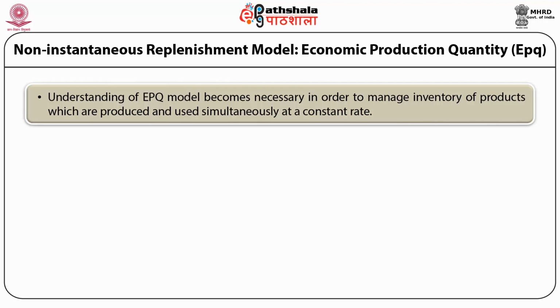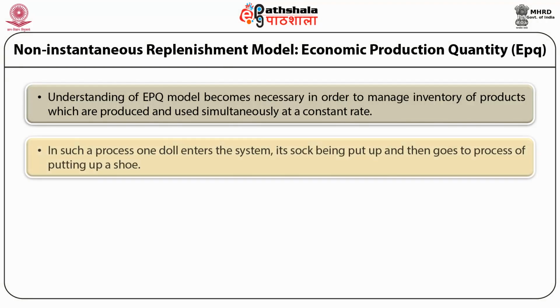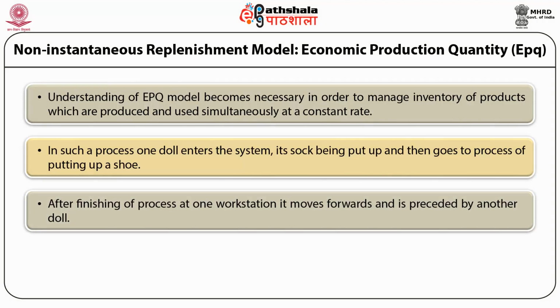a constant rate. For instance, in a continuous production line involving dressing of a doll, two processes of putting up a sock and the shoe are done in a sequence. In such a process, one doll enters the system, its sock is put up and then it goes to the process of putting up a shoe. At the start of the process, only one doll moves along the process. After finishing the process at one workstation, it moves forward and is preceded by another doll.